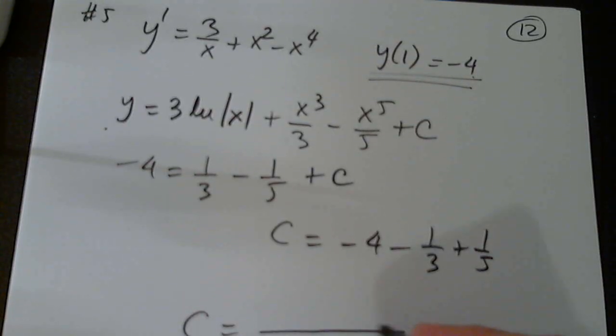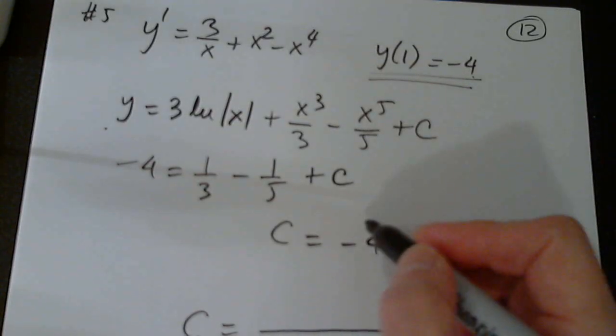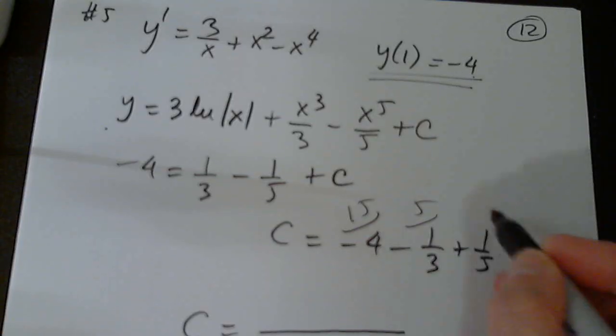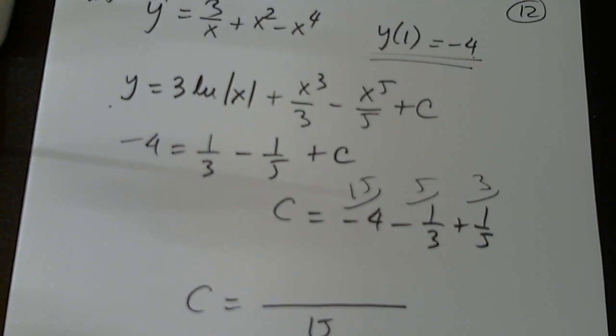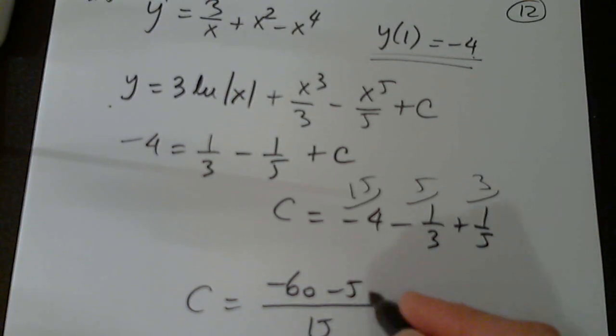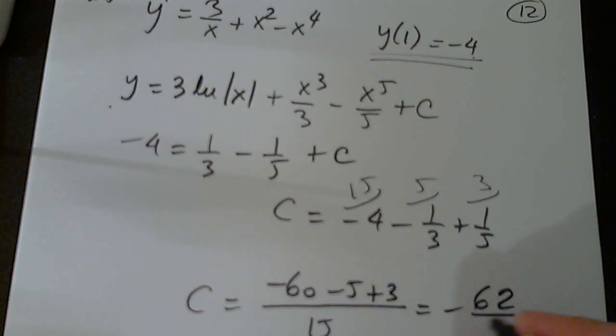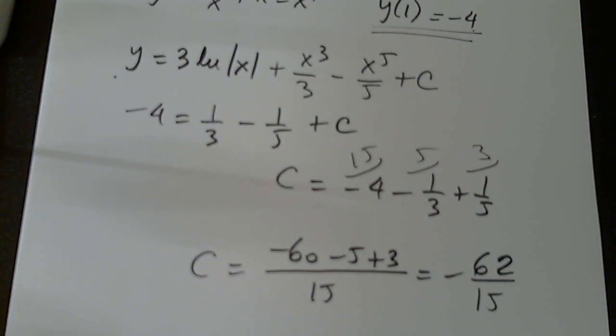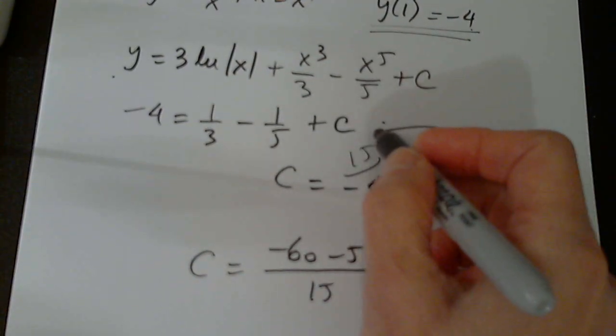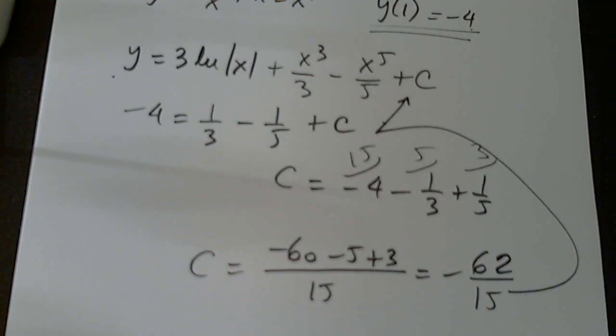The least common denominator is 15. This needs a 15, this one needs a 5, and this one needs a 3. So -60 minus 5 and plus 3. -2, so -62 divided by 15. I have to go and put it back.